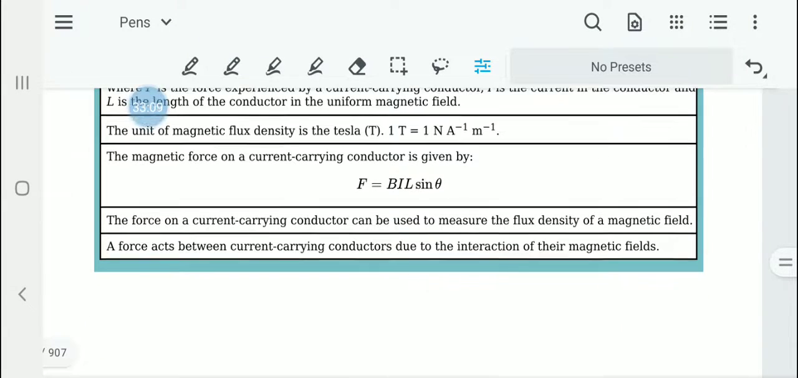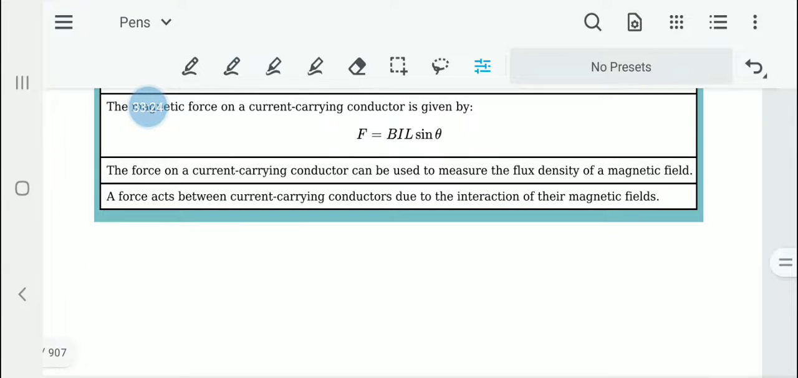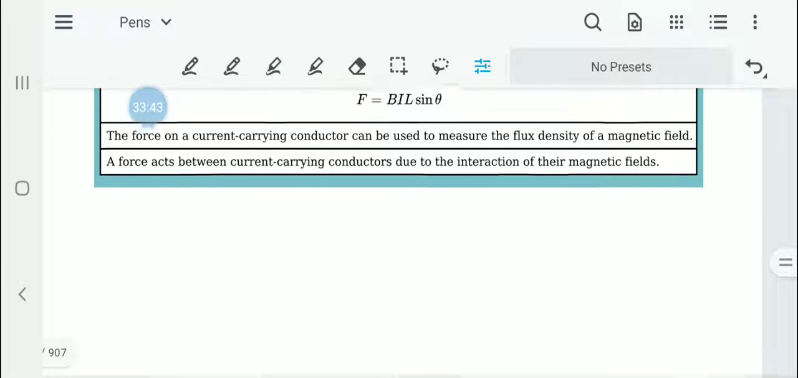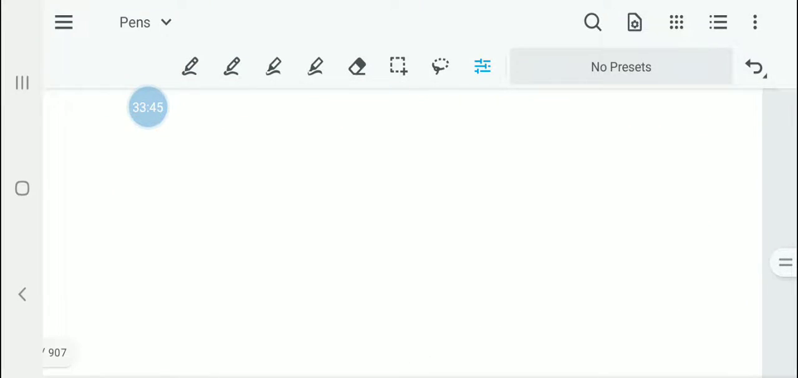Then the magnetic force on a current carrying conductor is given by F equals BIL sin theta. If it is 90 degrees, then sin theta becomes 1, so F equals BIL. We use the force on a current carrying conductor to measure the flux density of a magnetic field. If there are two current carrying conductors, because of their magnetic fields, there would be an interaction, and as a result, a force would be generated.